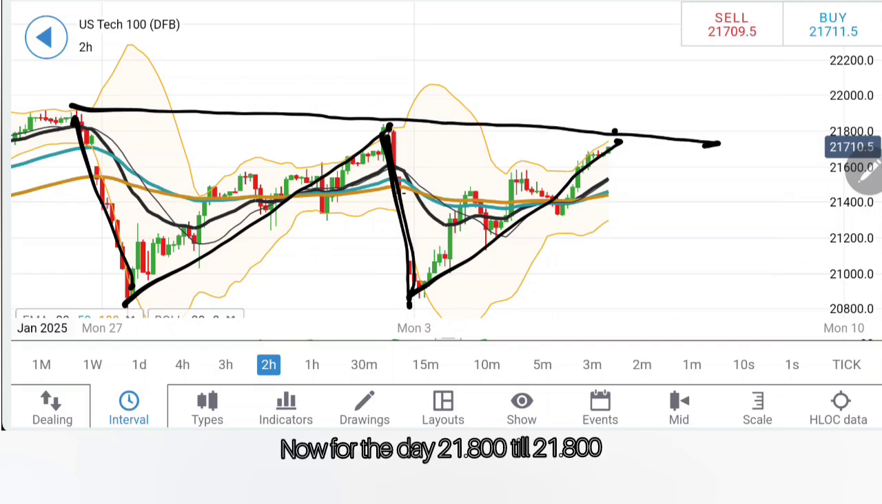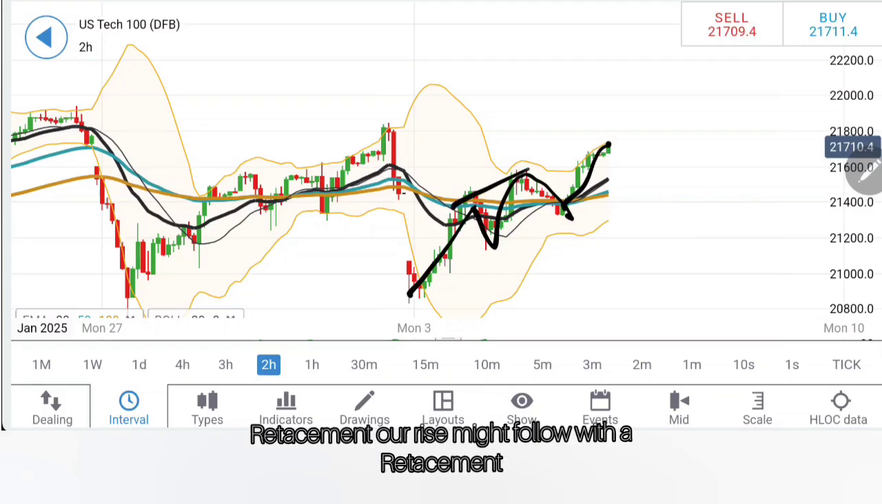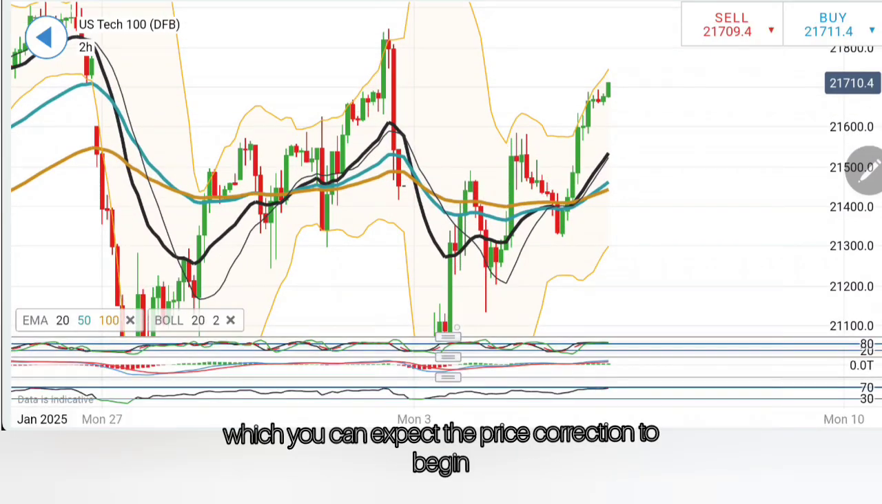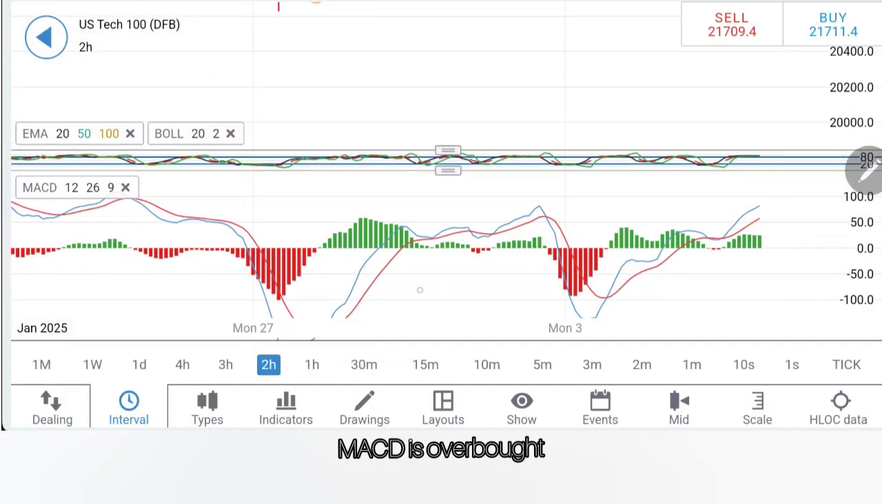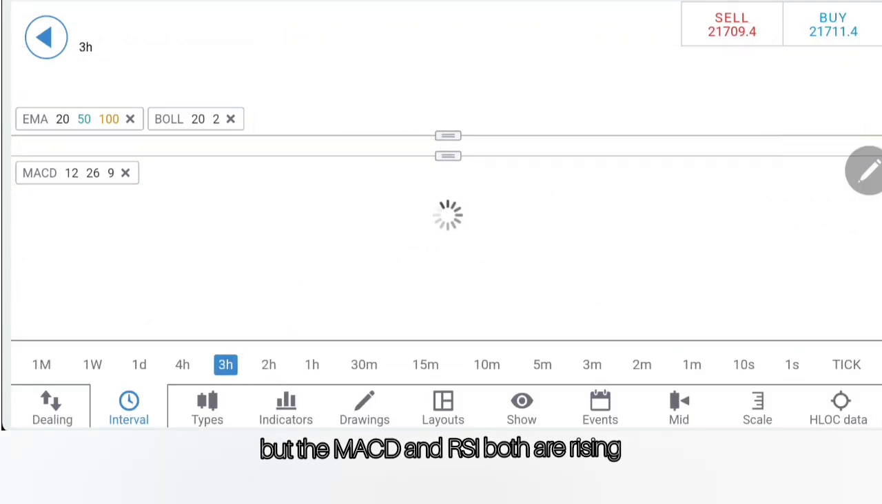Now, for the day, till 21,800-21,840, do not rate Nasdaq 100 as bullish. A rise might follow with a retracement here till 21,600 levels. We have extremely good support here, below which you can expect the price correction to begin. Stochastic is overbought, but the MACD and RSI both are rising.